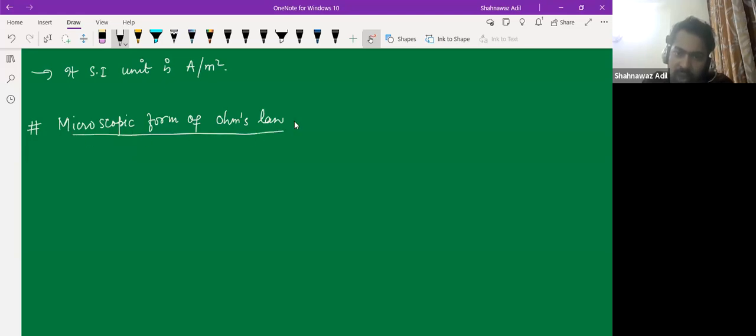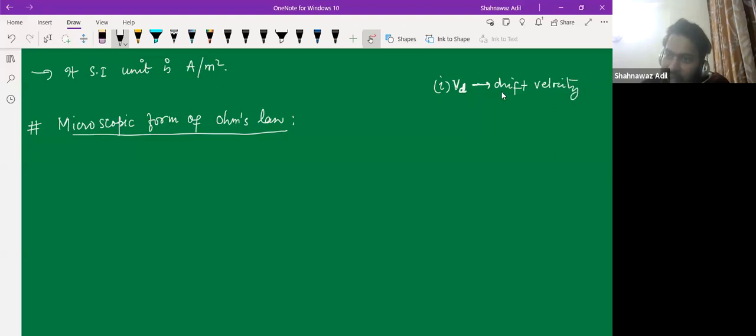So to remember the microscopic form of Ohm's law, what will we write? We have to remember what this is. Do you remember? This is VD. So this was drift velocity.